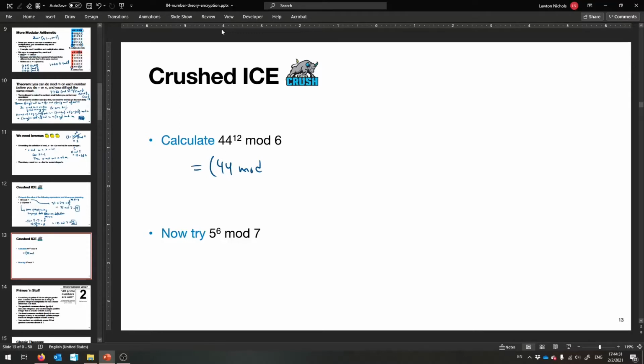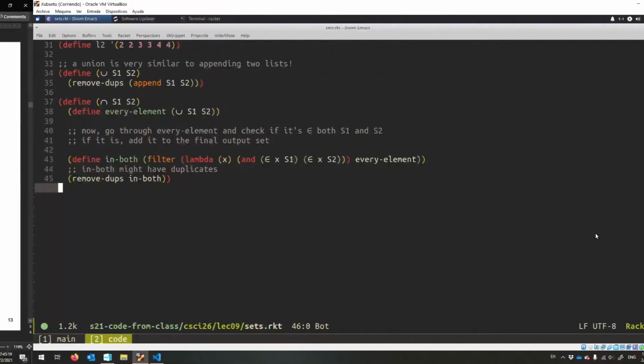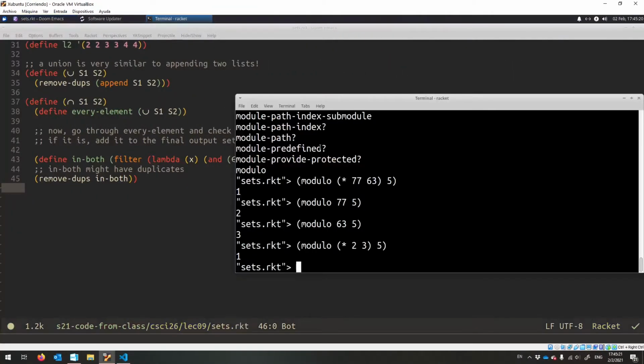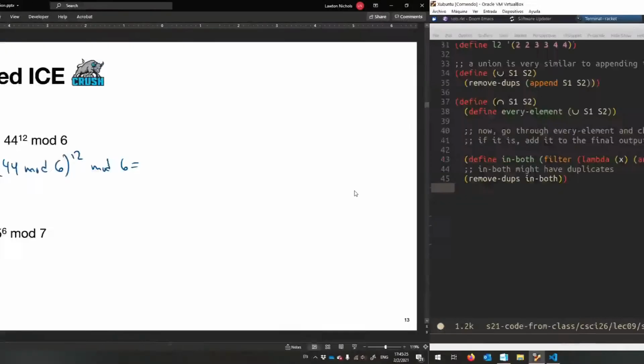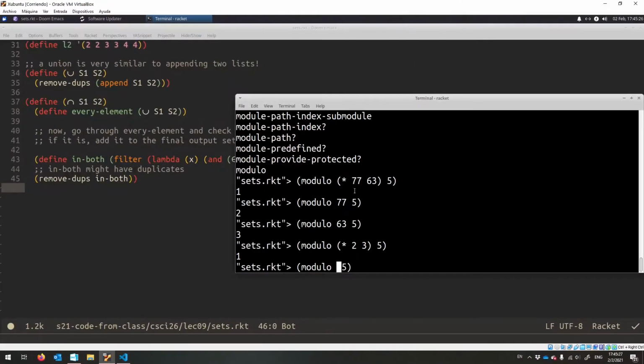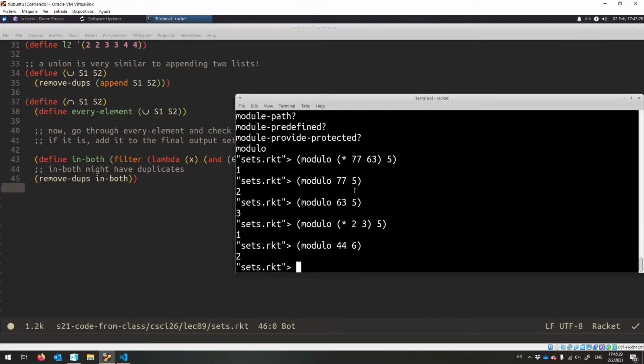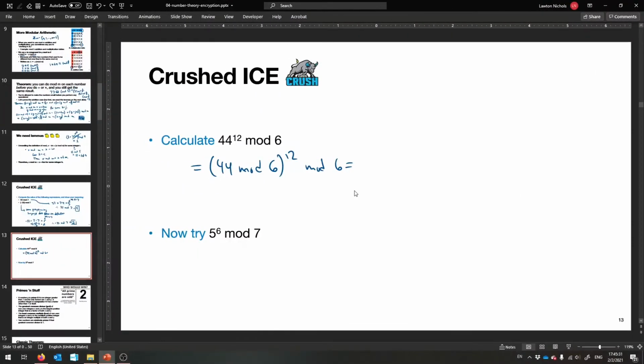This equals 44 mod 6 to the power of 12 mod 6. And what in the world is this right here? I don't remember off the top of my head. If I tried long enough, I could, but let's just go to Racket. Modulo. What was it? 44 and 6. Okay, it's 2. So now it's 2 to the 12 mod 6.